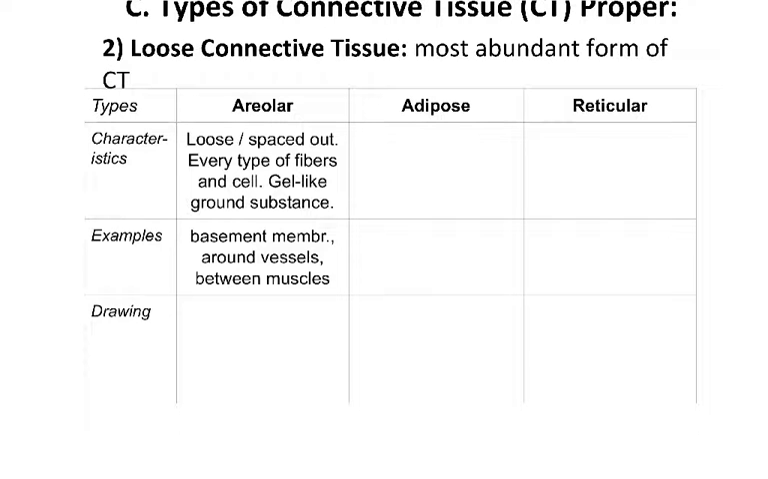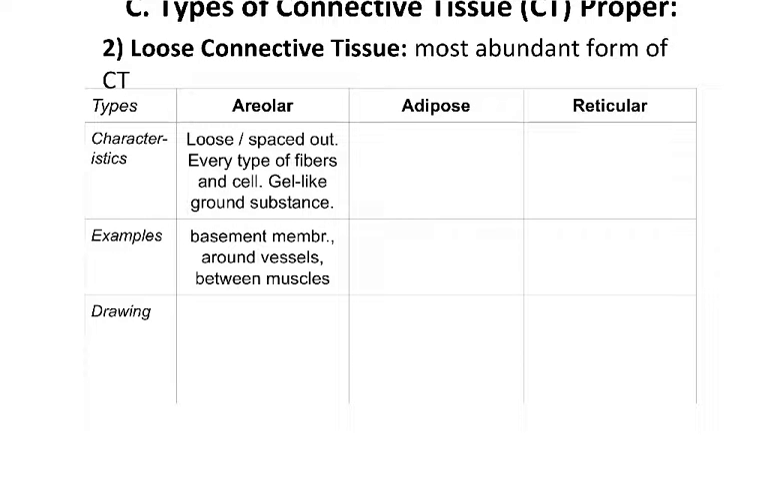So areolar is a loose and spaced out type of connective tissue. It's got pretty much every type of fiber and cell in it, and it makes and releases a gel-like ground substance that helps it stick and attach and hold on to tissues. It's the thin film tissue that I showed you in the earlier pictures of membranes in the cavities and stuff like that. That's actually areolar tissue.